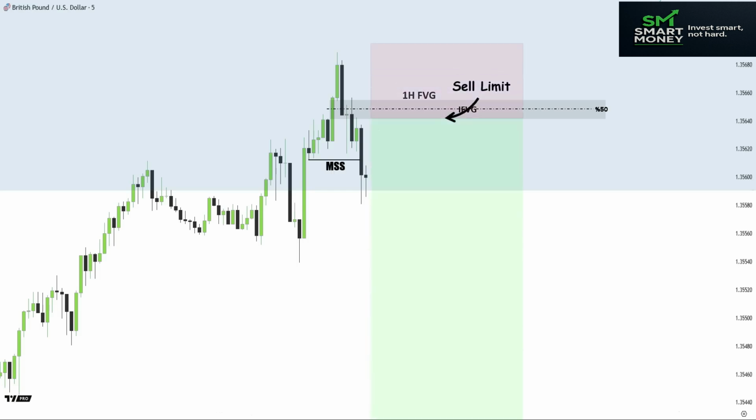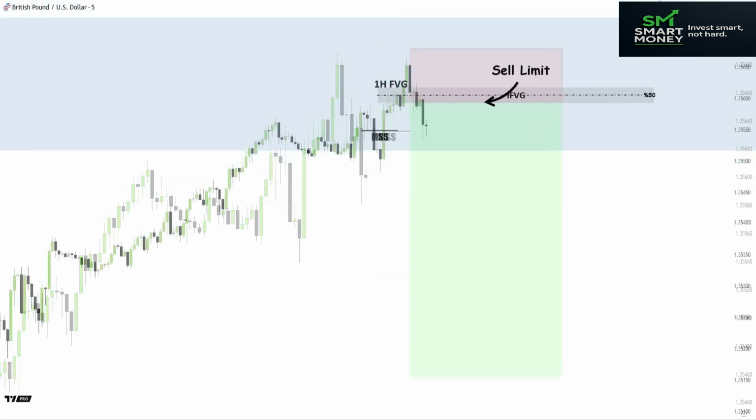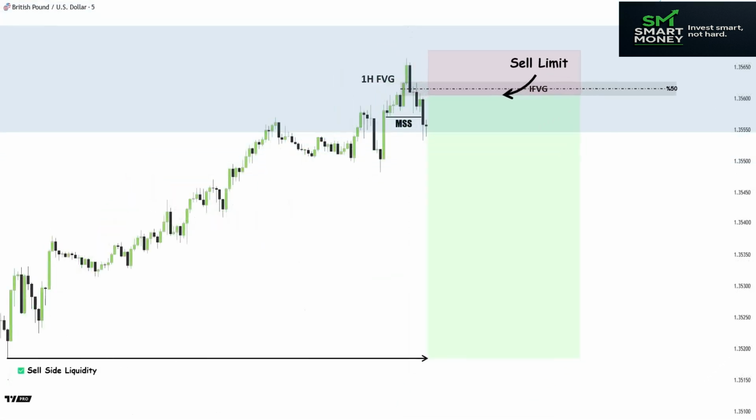With all these confirmations in place, I'm taking the aggressive entry approach, setting a sell limit order right at the lowest point of that 5-minute inversion fair value gap, and targeting the sell side liquidity below this swing low as my take profit level.